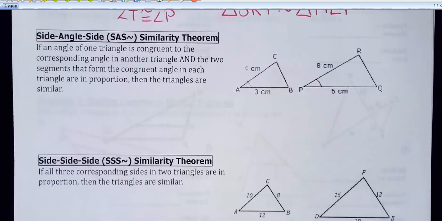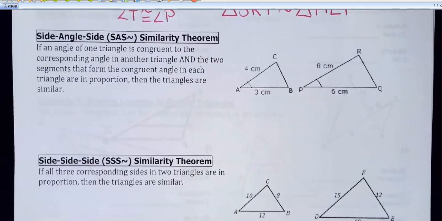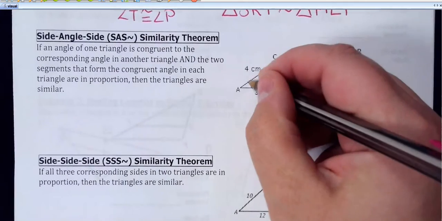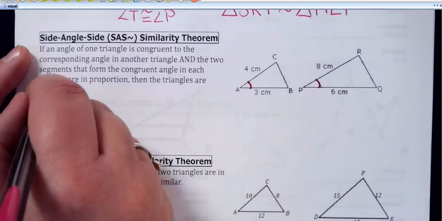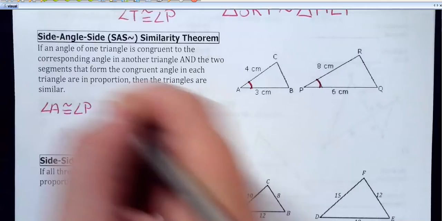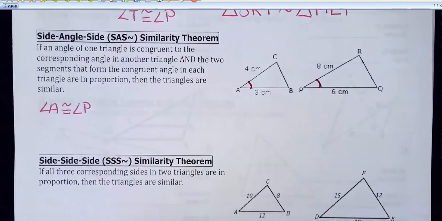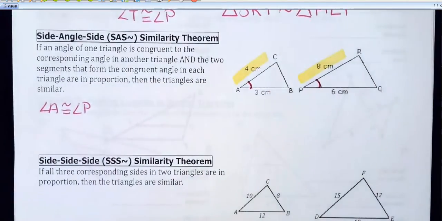All right, so the second one's called side angle side. So I just call that SAS similarity. And this is similar to side angle side when we were doing proofs, but you're going to have an angle in between two sides. So in this diagram here, angle A, they give these as exactly equal, so those are congruent.